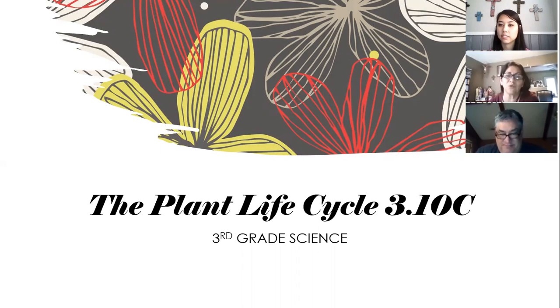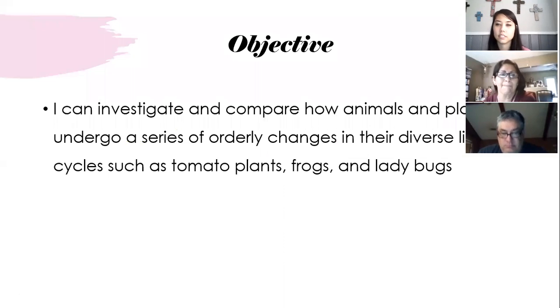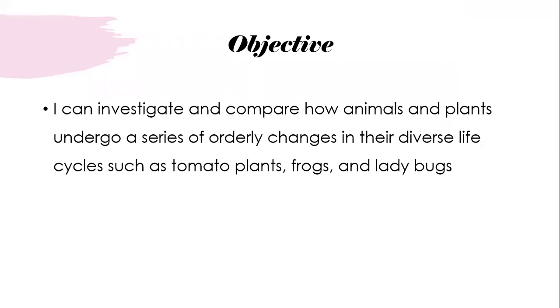Today we're going to do a video on science. It is the plant life cycle, 3.10C. The objective: I can investigate and compare how animals and plants undergo a series of orderly changes in their diverse life cycles, such as tomato plants, frogs, and ladybugs.